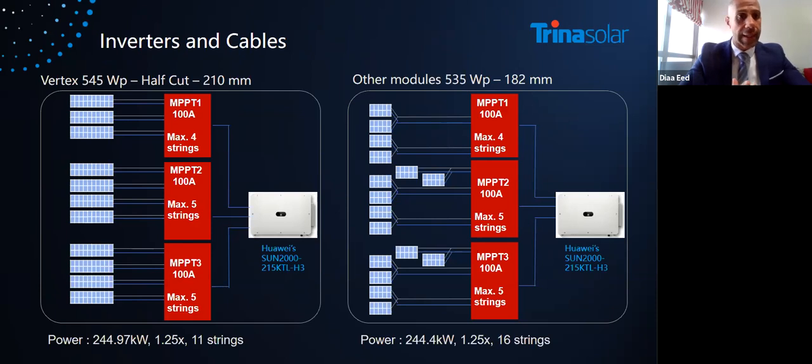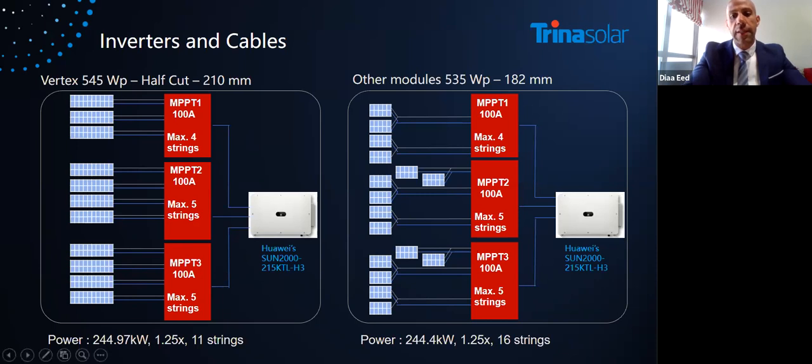So here, to talk about the point I raised in the 2 slides before, people were talking about the I short circuit and the impact on the inverters and on the cabling itself. Now we have a comparison between our Vertex 545 half cut 210 and other modules, 535 half cut and 182, which is the M10. This is the M12 cell. We can see that the power is the same, 244 for both projects.